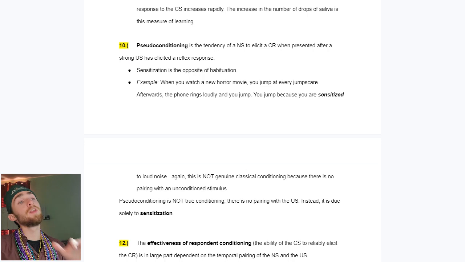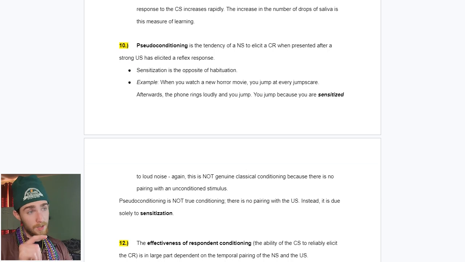Pseudo-conditioning is the tendency of a neutral stimulus to elicit a conditioned response when presented after a strong unconditioned stimulus has elicited a reflex response. Here's an example. Sensitization is the opposite of habituation. So you just watched a horror movie and you jump at every jump scare. You're really jumpy because you just watched a really scary movie. And then when you're going through your house, the phone rings really loud and you jump. You jump because in this case, you are sensitized to loud noise. Now, this is not genuine classical conditioning.